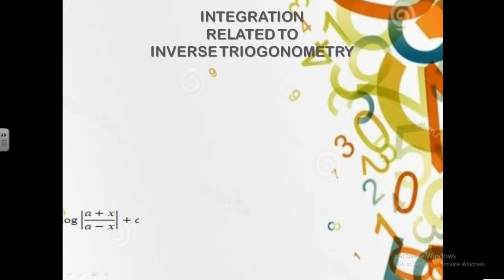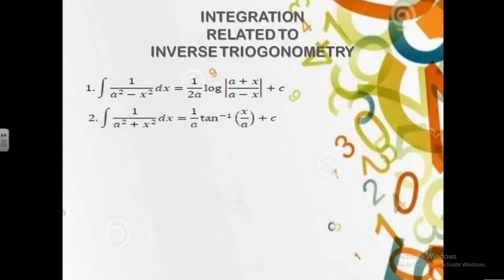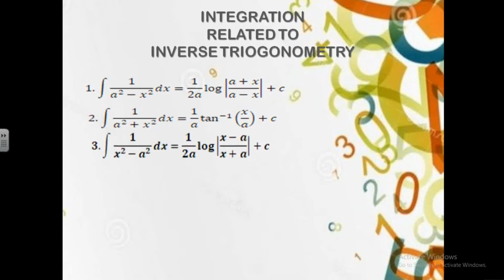In that, first one is integration of 1 by a square minus x square into dx is equal to 1 by 2a into log mod a plus x by a minus x plus c. Second one, integration of 1 by a square plus x square into dx is equal to 1 by a into tan inverse of x by a plus c. Third one, integration of 1 by x square minus a square into dx is equal to 1 by 2a into log mod x minus a by x plus a plus c.